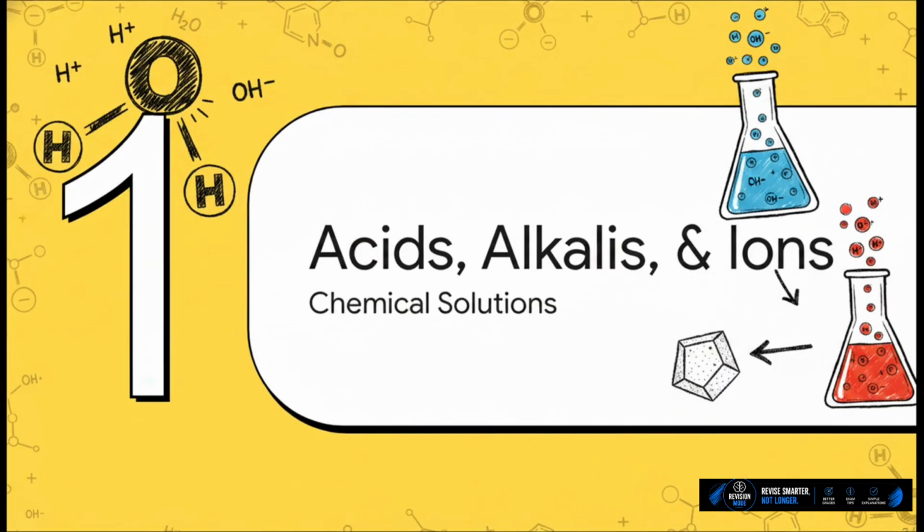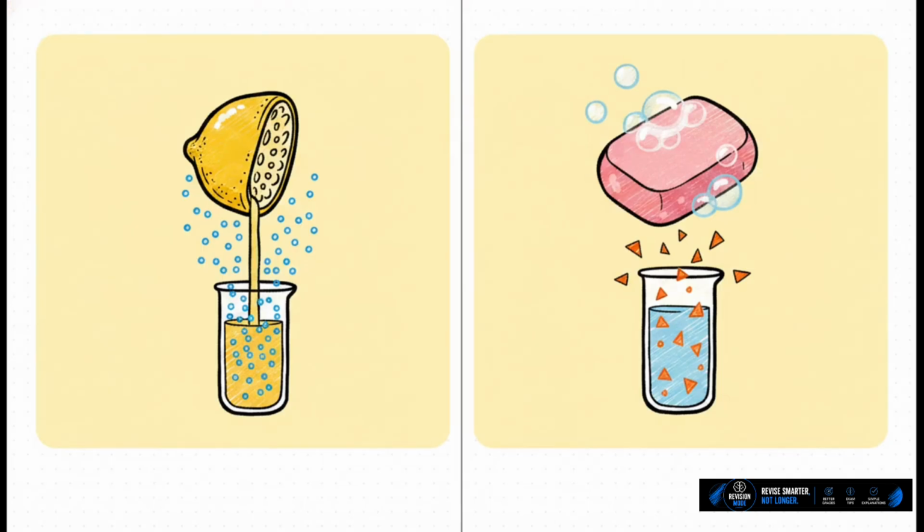Section 1. Acids, alkalis, and ions. Okay, let's get into the fundamental contrast between our two main types of chemical solutions. First, we have acids, which are defined by having a pH below 7. But more importantly, on a chemical level, acids produce hydrogen ions, which we write as H+, when they're dissolved in water. On the flip side, we have alkalis. These have a pH above 7. And instead of hydrogen, alkalis produce hydroxide ions, written as OH- in water. That one simple difference in the ions they produce is the engine driving everything we're going to talk about today.